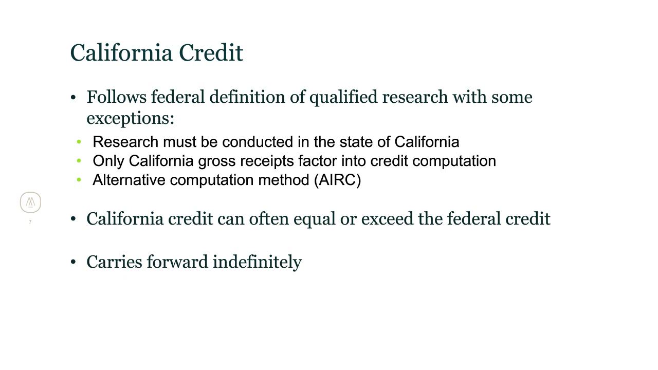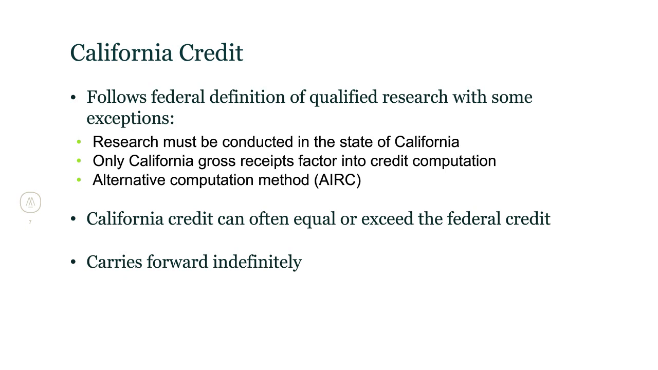And so if you have $1 million in R&D spending and you're performing all of your research in California, that's another 65 grand. So between the federal and the state credits, it's $130,000 or 13% of your R&D spending if you had $1 million in qualified costs.